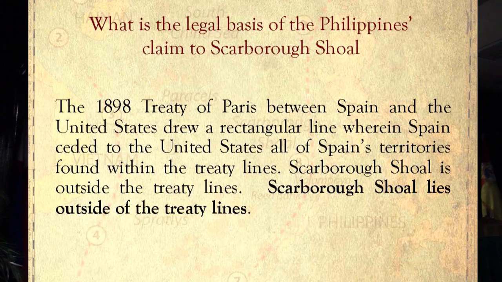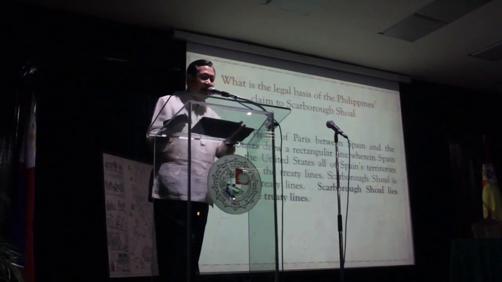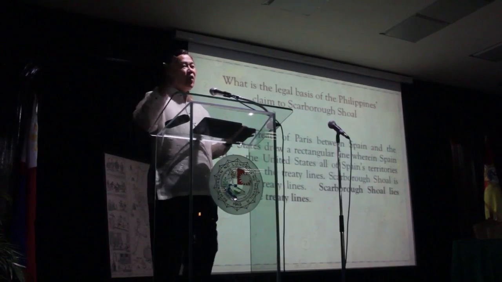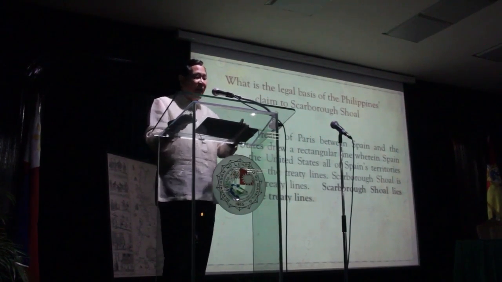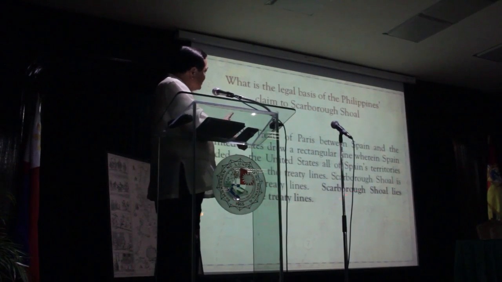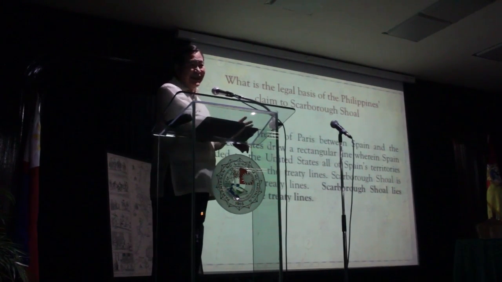Under the 1898 Treaty of Paris, they drew those lines, rectangular lines, and Spain ceded everything within the lines. The U.S. paid $20 million. The treaty included, by the way, Guam, included Puerto Rico. Now, Scarborough Shoal is outside of the treaty lines.